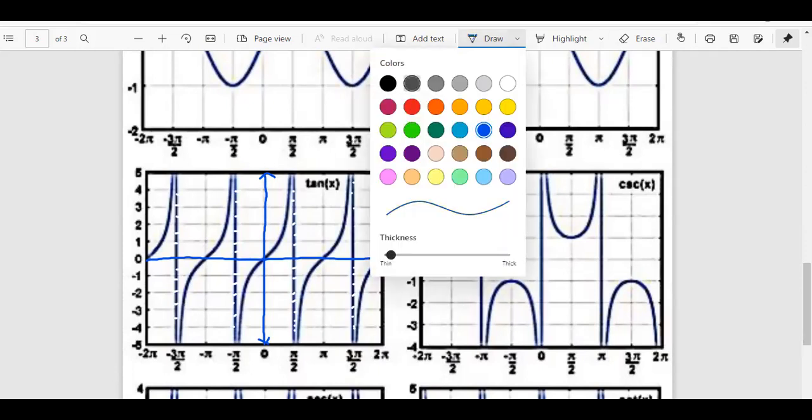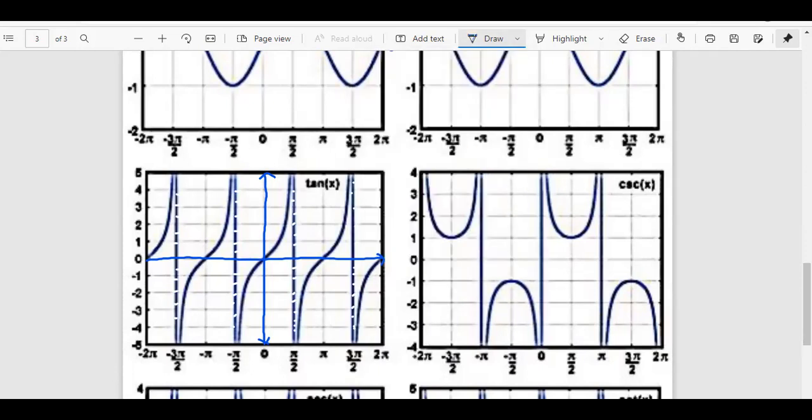Okay. And this is what I wanted you to notice. This is the graph of tan, and it is breaking. It is breaking at pi by 2. It is breaking at 3 pi by 2. It is breaking at minus pi by 2. It is breaking at minus 3 pi by 2. These are the dotted lines, and they are just representing the discontinuity. Okay. This is not a continuous graph. These lines are representing the discontinuity.